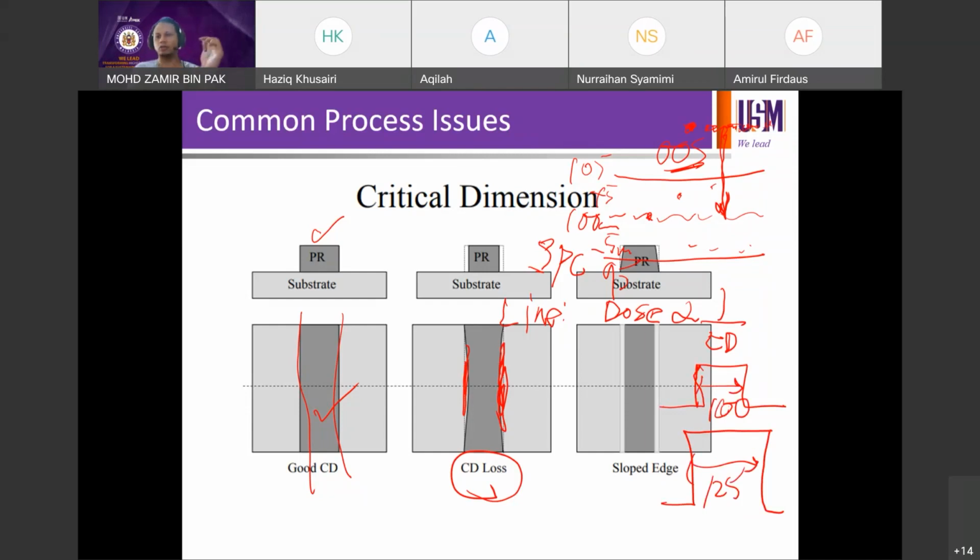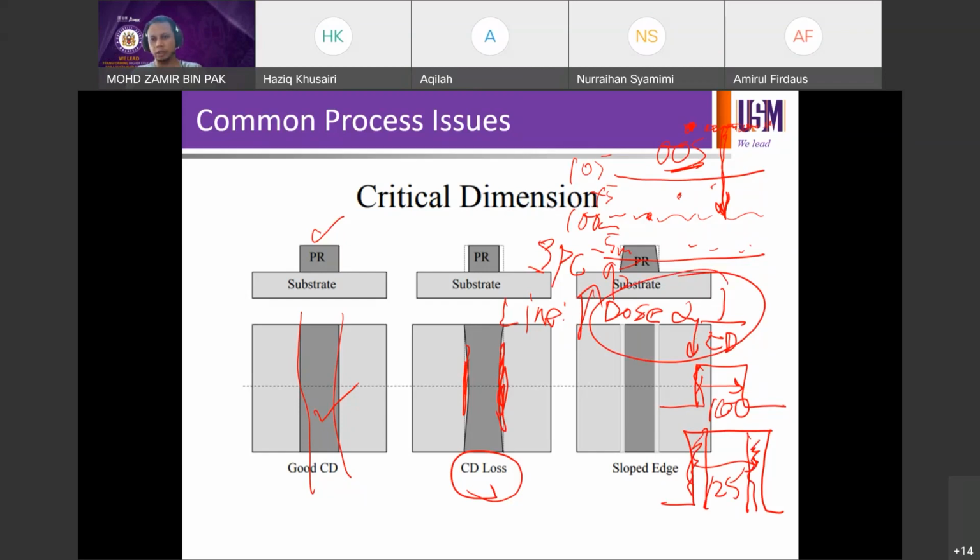So that means your exposure dose is not enough to wash, to remove, to induce photosolubilization in the positive resist, in this case, to 100 nanometer. It means we should be removing more here, but the dose is not enough. So you have to increase the dose because the relationship is proportional, is reciprocal. Increase the dose so that your CD will reduce.